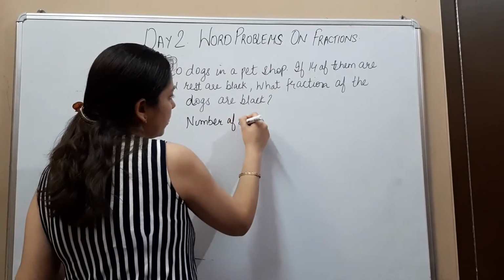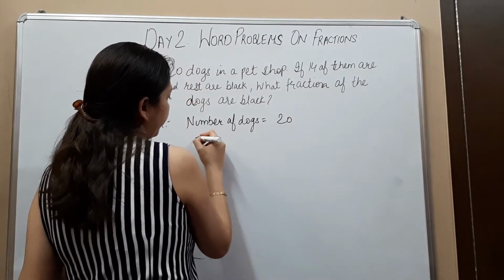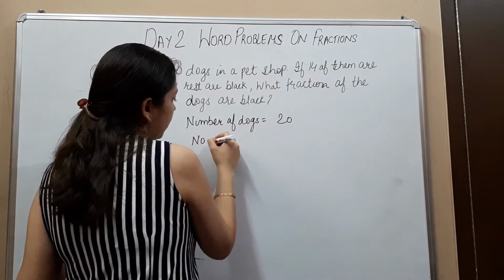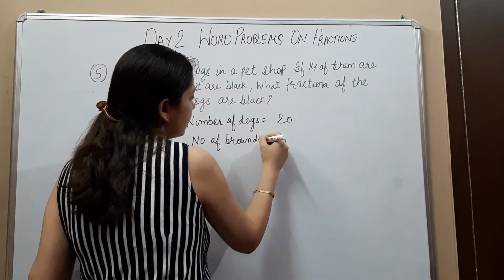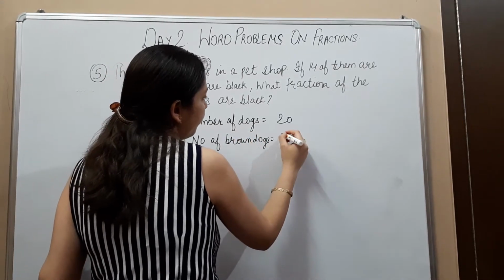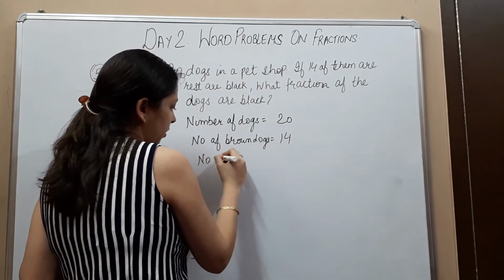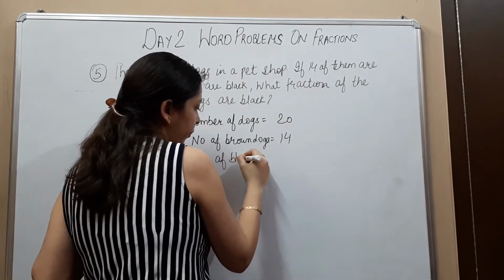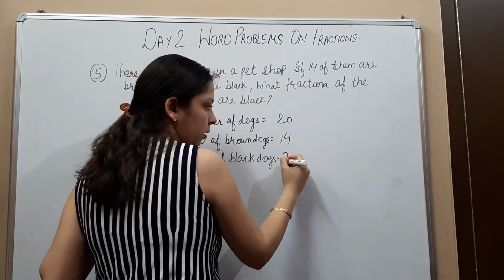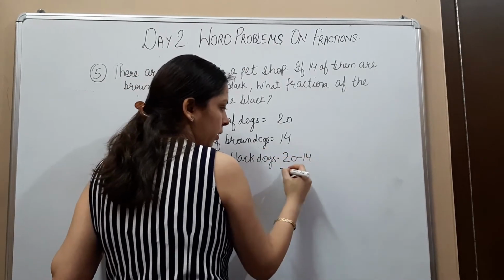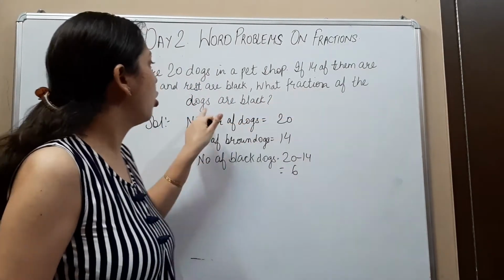Number of dogs is equal to 20. Number of brown dogs is equal to 14. Then number of black dogs. Rest are black means 20 minus 14. So 6 are black. You have to find what fraction of the dogs are black.